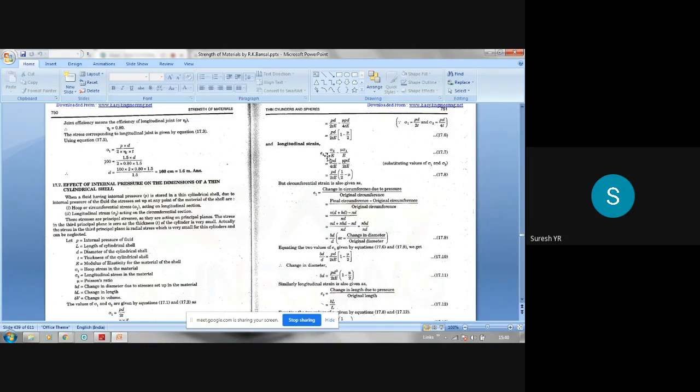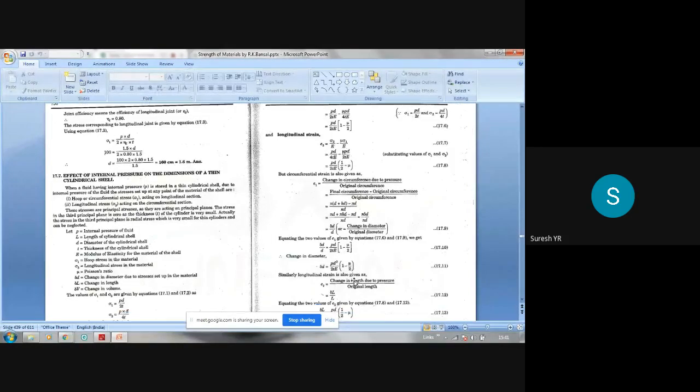Similarly, epsilon 2, that is longitudinal strain, once again using the generalized Hooke's law: strain due to sigma 2 minus mu times strain due to sigma 1. Once again substitute and simplify, and you will get this. Then from the definition, epsilon 1 is given by change in circumference divided by original circumference, because it is the circumferential strain. If you simplify, you get delta D by D. Then equating this and this, delta D by D is equal to PD by 2TE into 1 minus mu by 2, or the change in diameter delta D will be PD square by 2TE into 1 minus mu by 2.